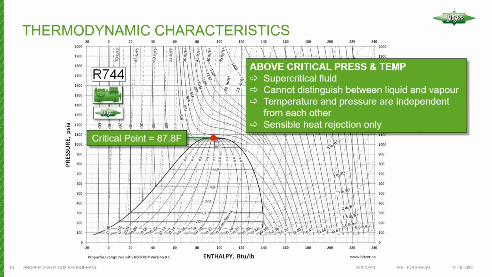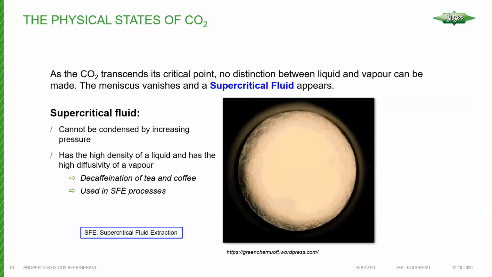And when we remove heat from the supercritical fluid, note that it's a sensible heat rejection process. The reason for this is, for a given pressure, your temperature is dropping with the CO2. And this is why they're called gas coolers instead of condensers, by the way. A gas cooler is actually just taking the heat out of the refrigerant and reducing its temperature.